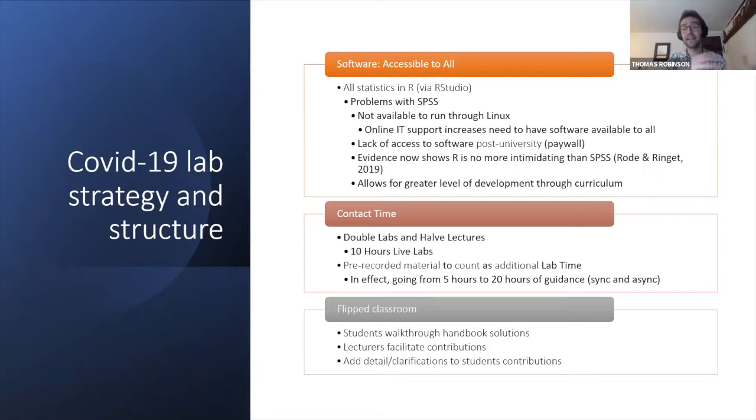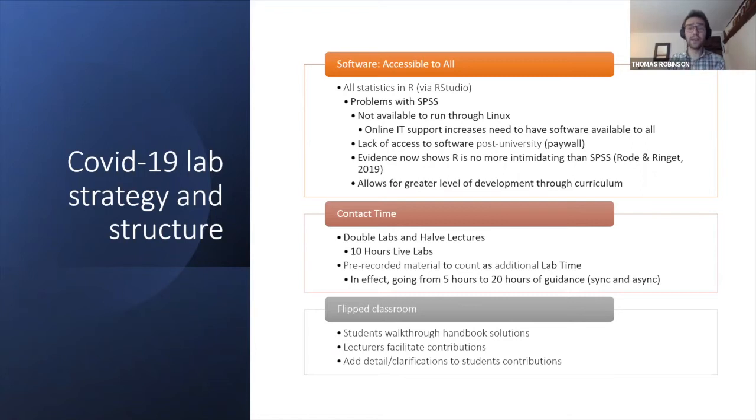and running statistics, this year, despite the challenges that COVID brought, we were able to up that all the way to about 20 hours of guidance in terms of the offline videos that they were able to watch, and also the synchronous component with us in these virtual labs. In terms of the actual flipped nature of this, we had handbooks with solutions that students walked through in their own time, following the offline videos that we produced.